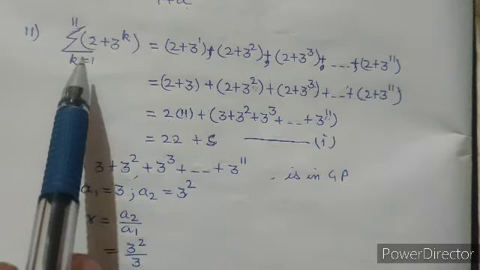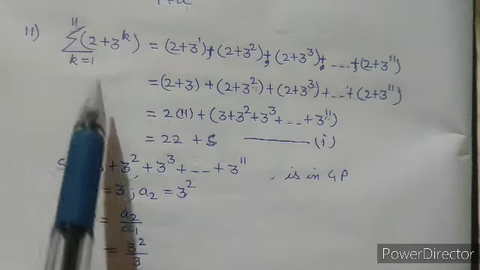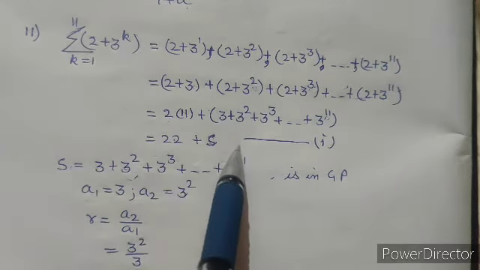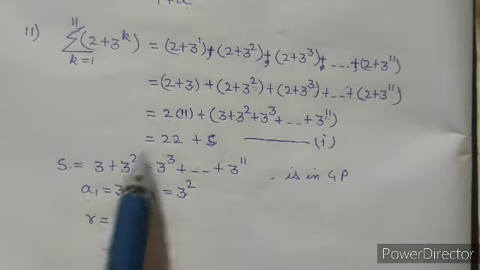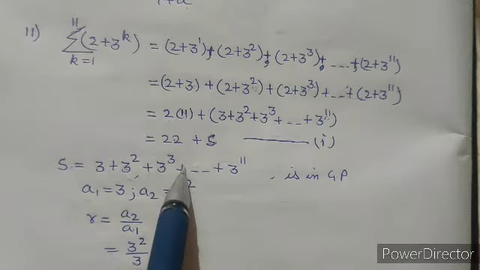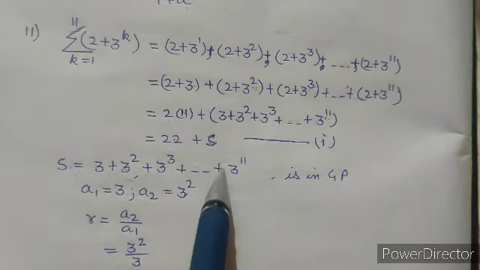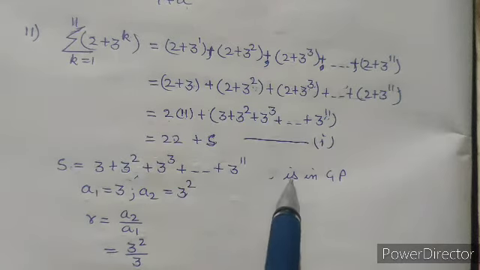So the summation of (2 + 3^k) from k equal to 1 to 11 will be equal to 22 + S, and this I have taken as equation first. Now S is equal to 3 + 3² + 3³ and so on up to + 3^11, and these all terms are in GP.